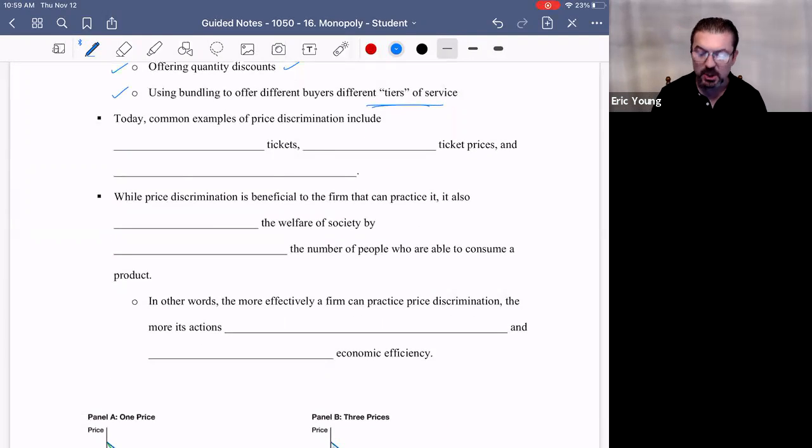Besides the ways that they do it, what are some common examples? Well, I can think of a handful offhand that you as college students experience. Common examples of price discrimination include airline tickets. You ever fly somewhere, assuming that we can never take vacations again, right? You fly home for something, or you fly somewhere else for a vacation, look around the plane. There's a very good chance that you as a college student are paying a different price than a lot of other people on the plane.